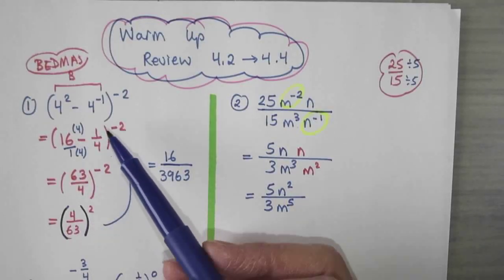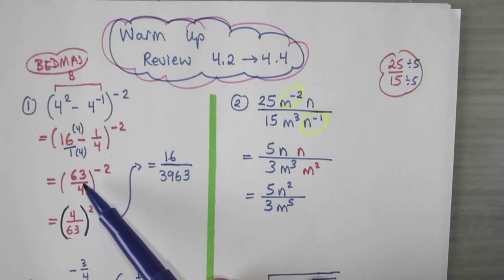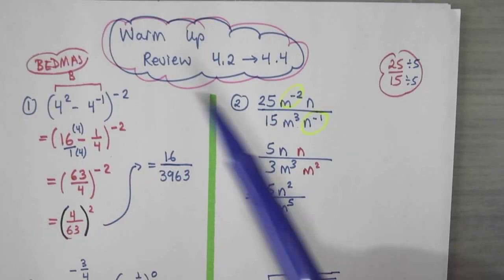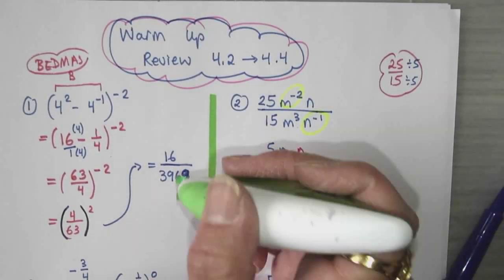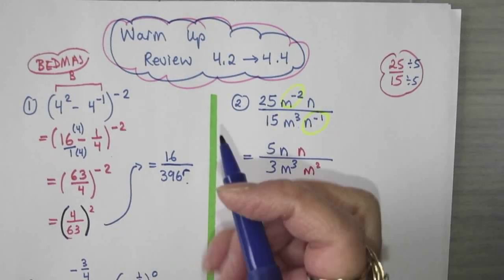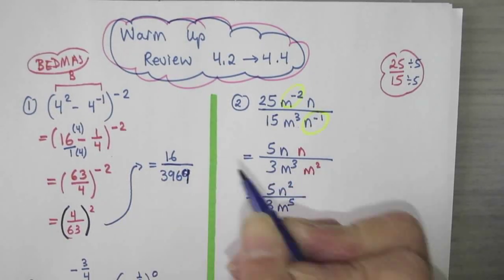Question 1. Oh, 69. Oh, sorry. Typo. Thank you. Typo there. Copied that wrong from the calculator. 3969. Thank you. There you go.